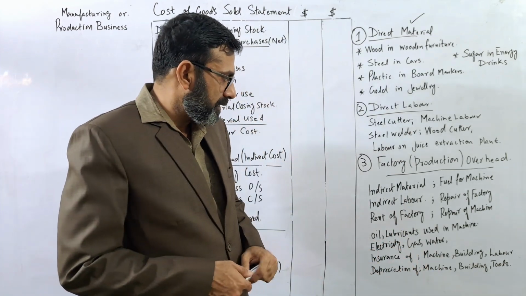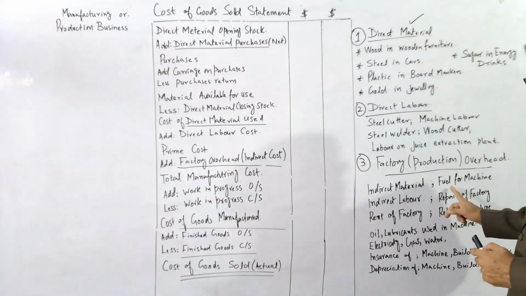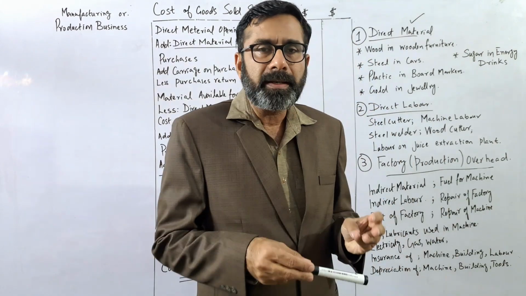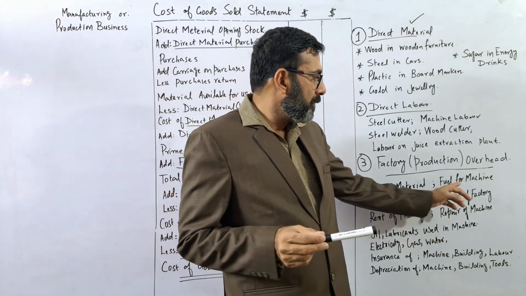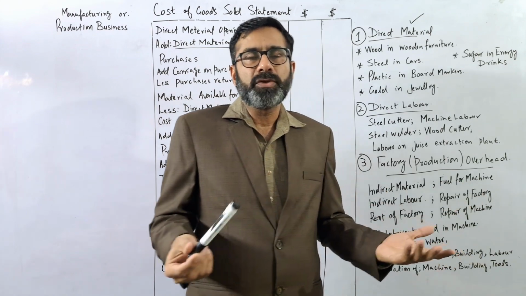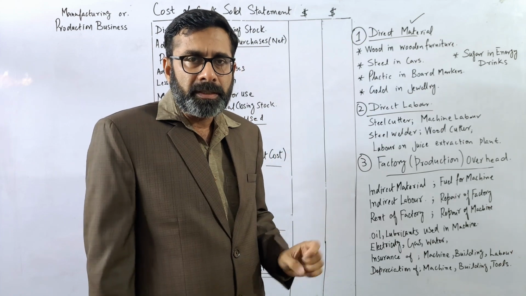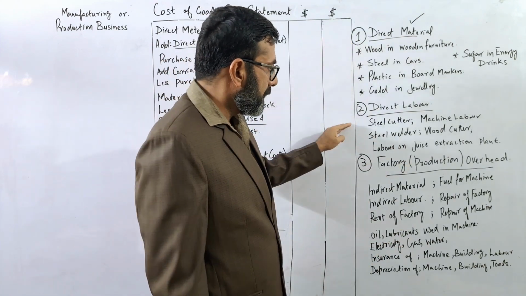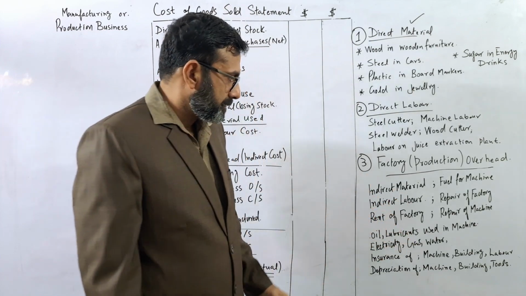Other than that, there are obviously so many other expenses. We just start with some of them. For example, if the company is there, obviously they are using the fuel for the machines. The fuel may be petrol, it may be diesel, it may be gas. So any type of fuel they are using to run the machine will be part of the factory overhead. It means all the other expenses for the production purposes other than direct material and direct labor are considered in the factory or production overhead.